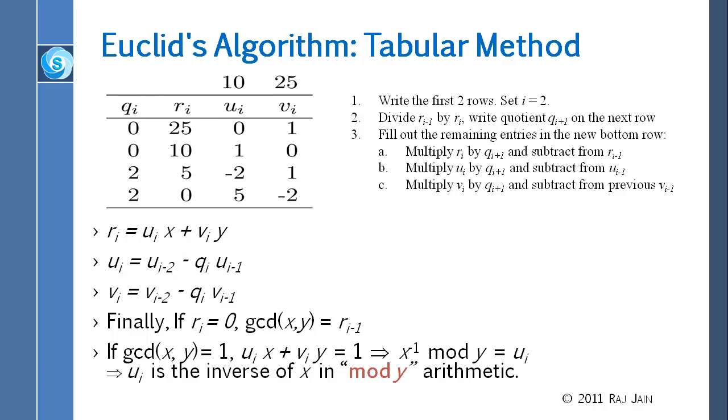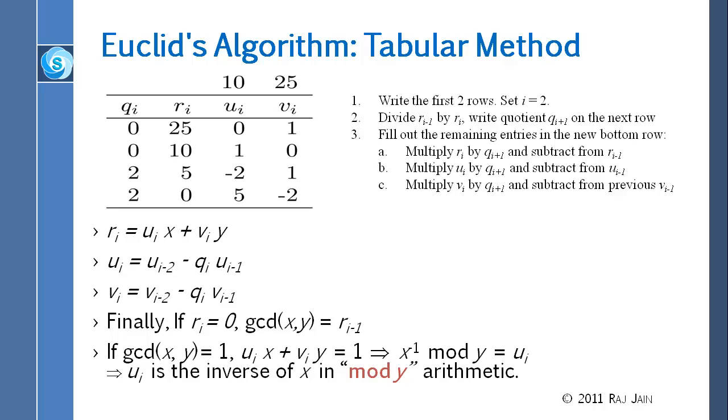However, there is a tabular method of doing the same thing, and so this tabular method requires 4 columns. They are labeled Q for quotient, R for remainder, U and V are the coefficients. And then we want to find out the greatest common divisor of 10 and 25. Now this you may not have done before, so please listen carefully. Even if you have done GCD by division before, you may not have done the tabular method, right? So listen carefully.